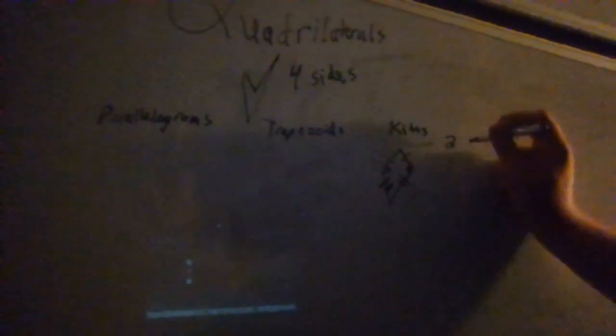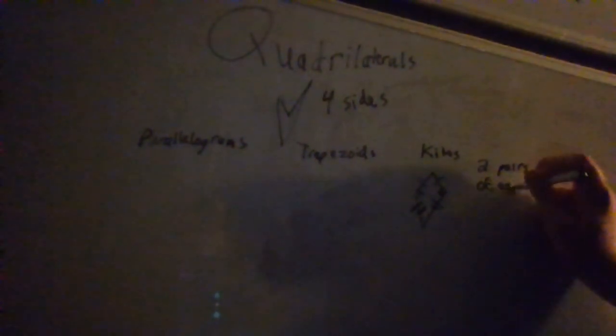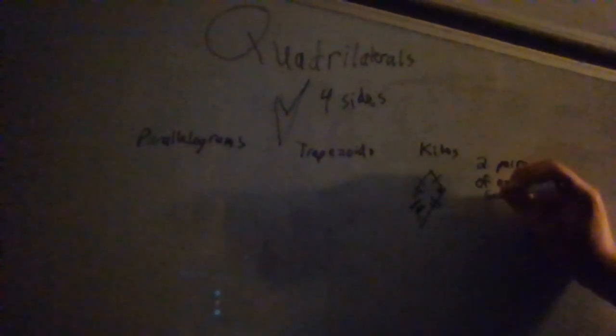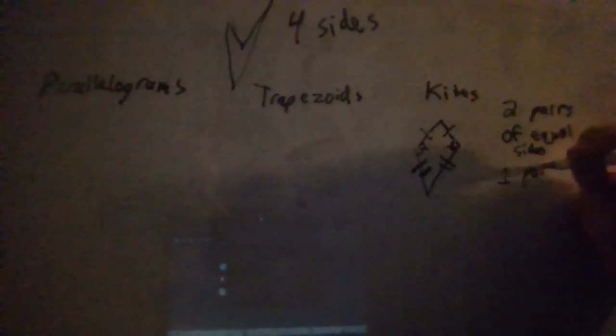So, in order to be a kite, it must meet two criteria. One, it must have two pairs of congruent sides or equal sides. I'll use equal just because it's a more familiar term. The two angles here will always be equal, and then I'll discuss the two don'ts of kites. So, two pairs of equal sides and one pair of equal angles.